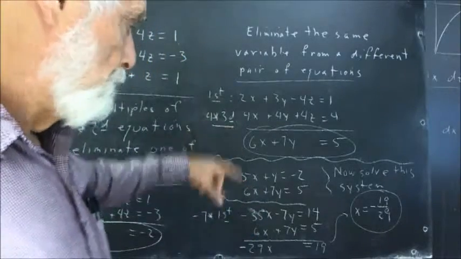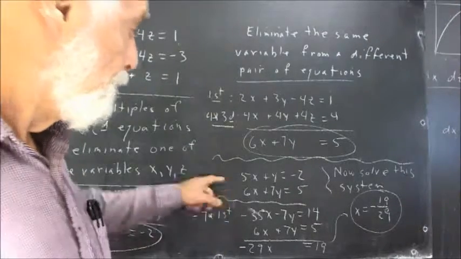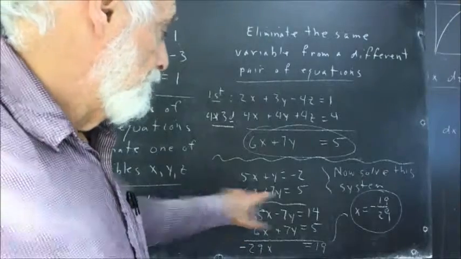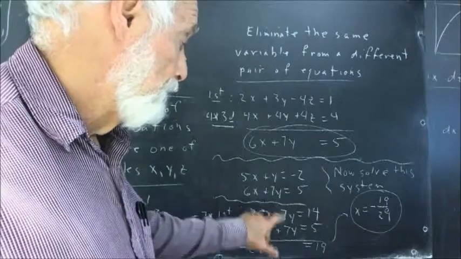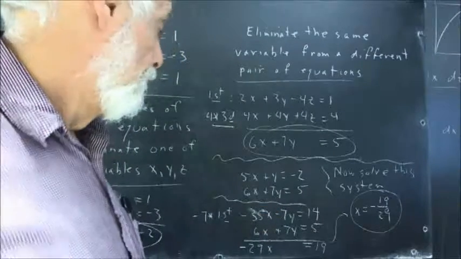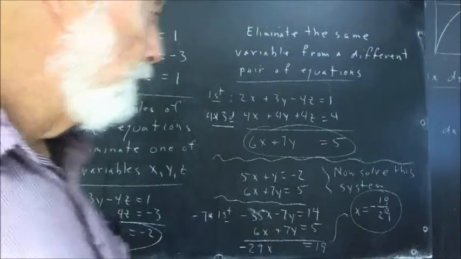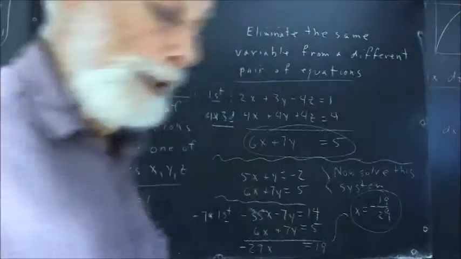And the easiest way to do that is negative 7 times the first equation is going to give you this equation. And that's going to match up with the second equation in such a way that you have a negative 7y here and a 7y here. You add them together, you get negative 29x equals 19. And we solve the system and we get x equals negative 19 over 29.